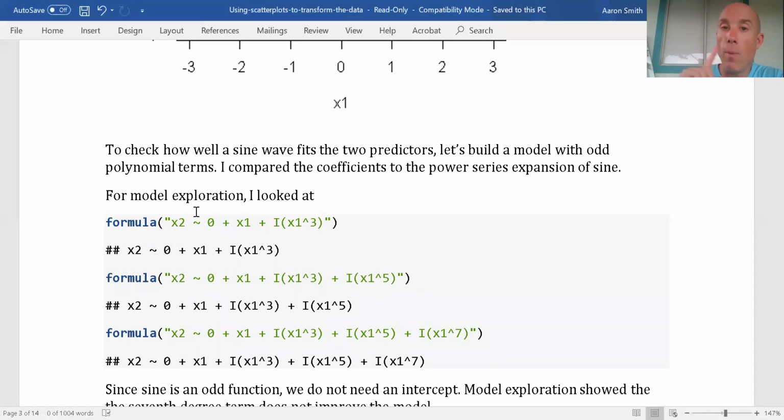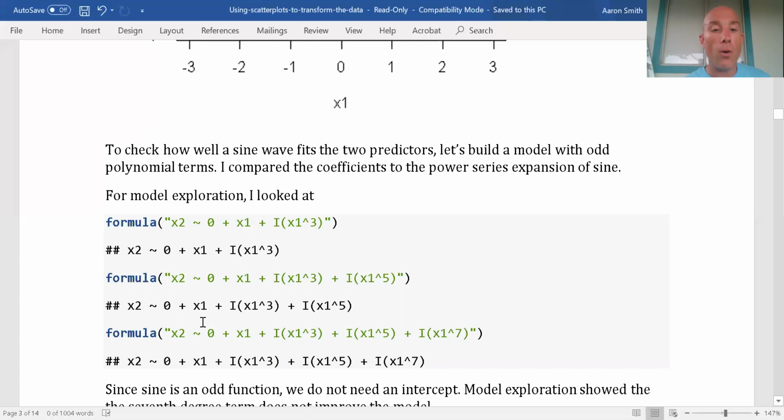Now, if you remember sine from trigonometry, that's an odd function. As an odd function, I don't need any even terms. I don't need an intercept. I don't need a degree 2 term. I don't need a degree 4 term. I don't need a degree 8 term. Automatically, all even degree terms of x1, I don't need.